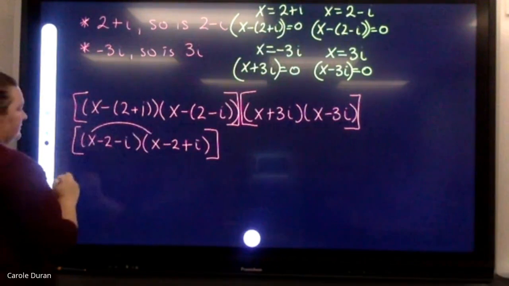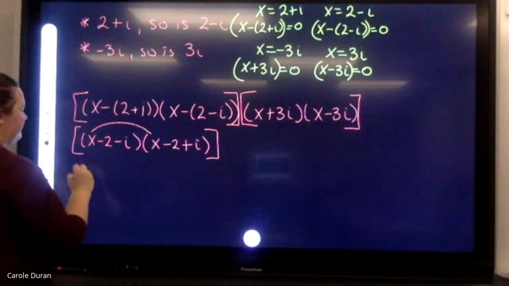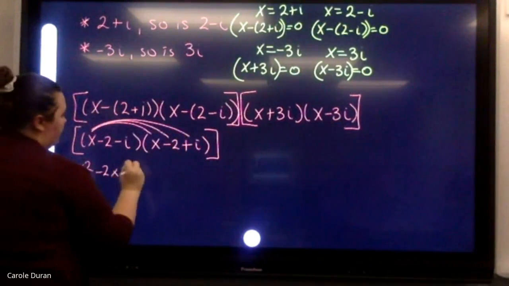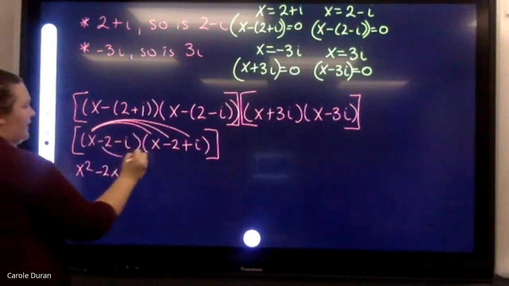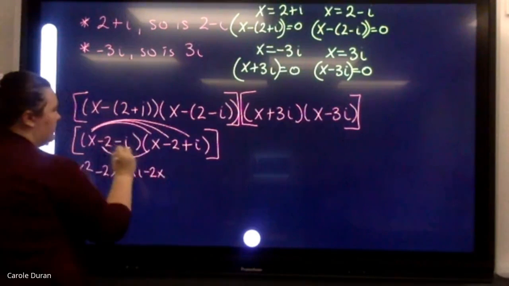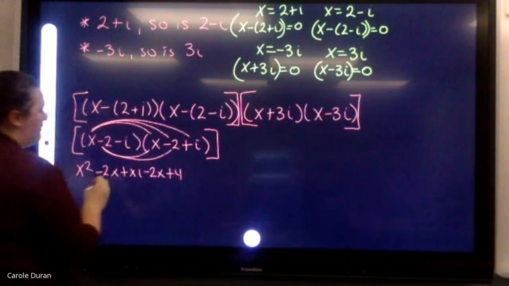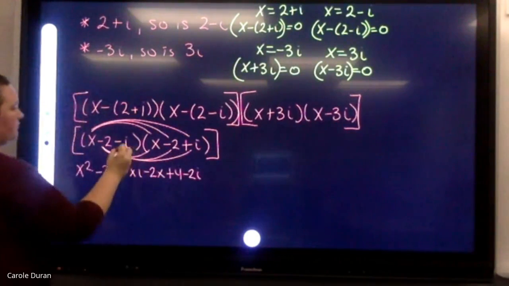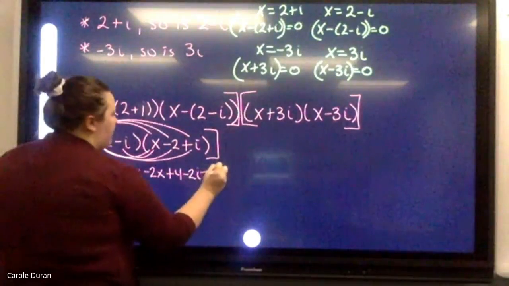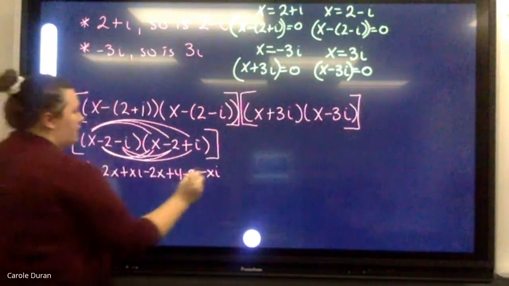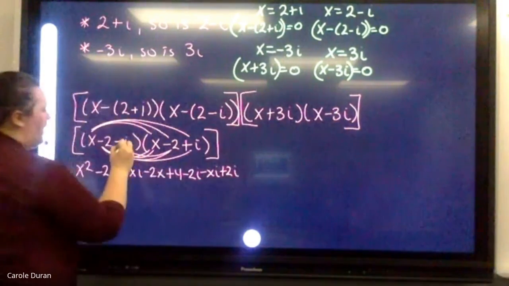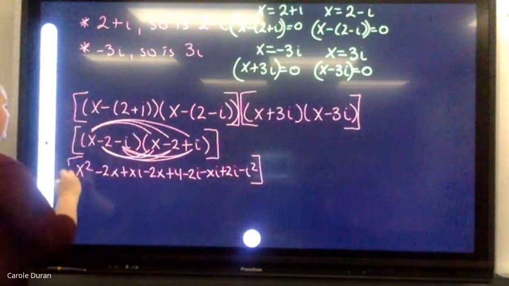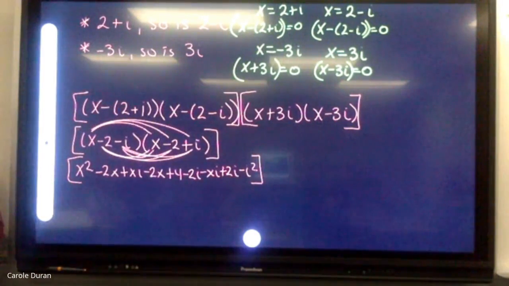What's x times x? x squared. x times a negative 2 is negative 2x. x times i is xi. Negative 2 times x is negative 2x. Negative 2 and negative 2 is positive 4. Negative 2 and i is negative 2i. Negative i times x is negative xi. Negative i times a negative 2 is positive 2i. And negative i times i is negative i squared. This was all just from FOILing out those first 2 factors.